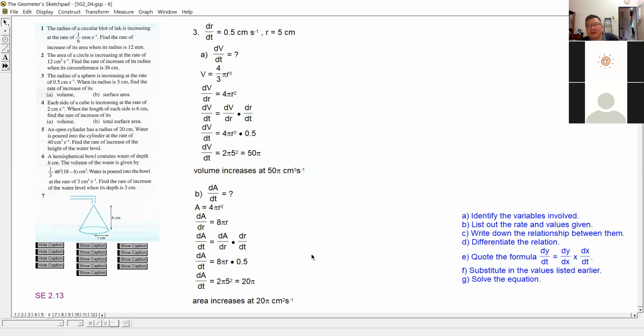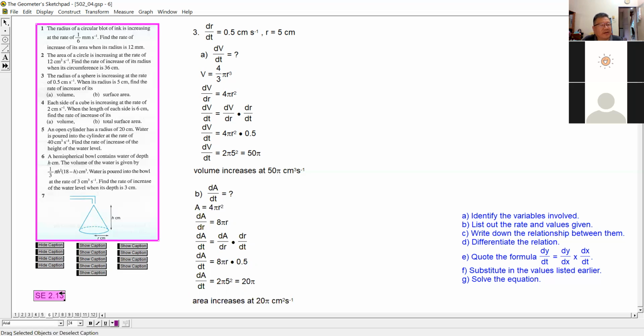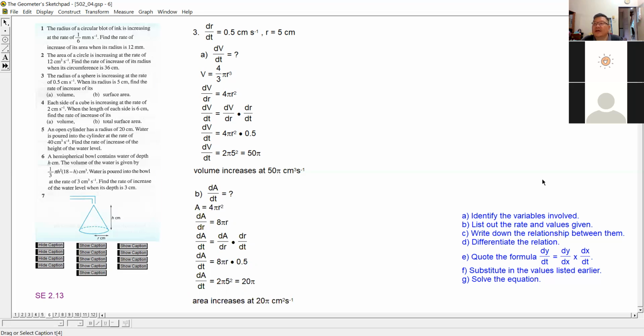Okay, so that's all for today. Remember to try this one and this one, the two of these. Okay, so we end the lesson here. I hope to see your problems in the Telegram. Okay, teacher, can send the question inside the group? Can. Okay, bye.